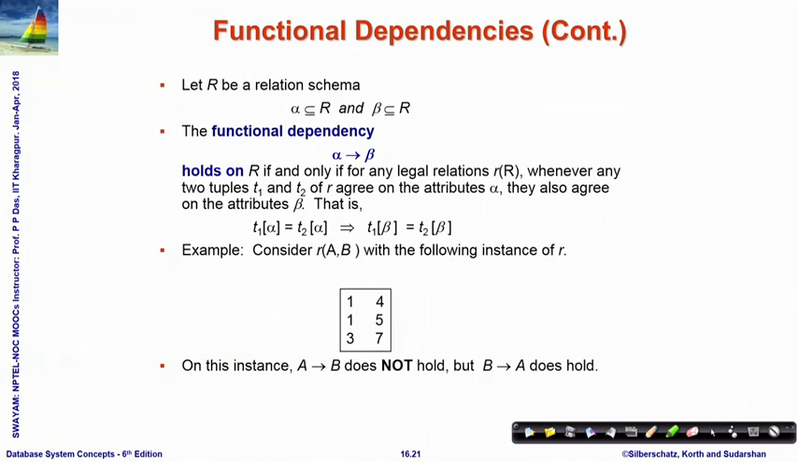But we can certainly say that on this instance at least B functionally determines A holds, because if we take any 2 tuples, the values over B do not match at all. If they do not match, then naturally there is no question of what happens to the value of the tuple over the attribute A. So, we will say that B functionally determining A holds in this instance.